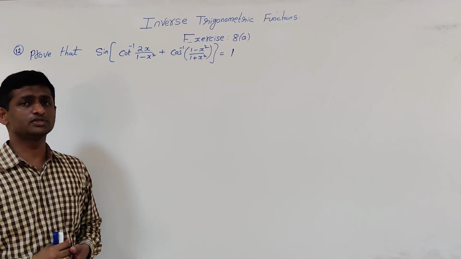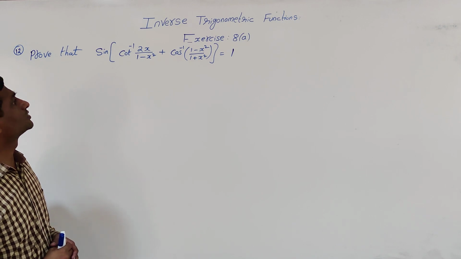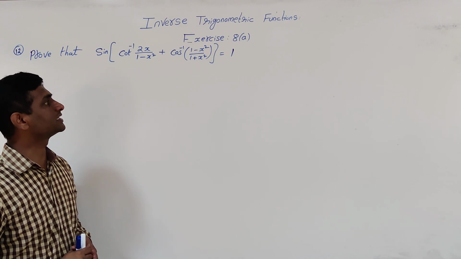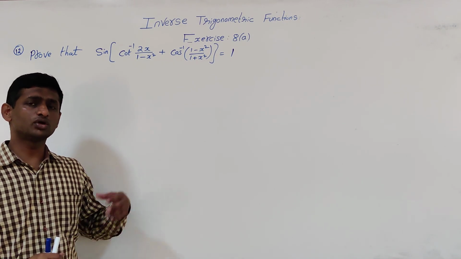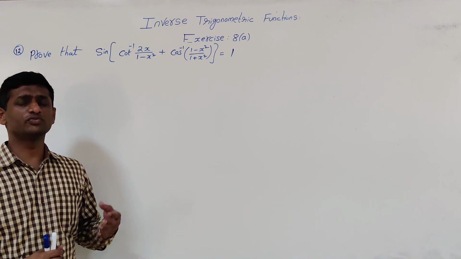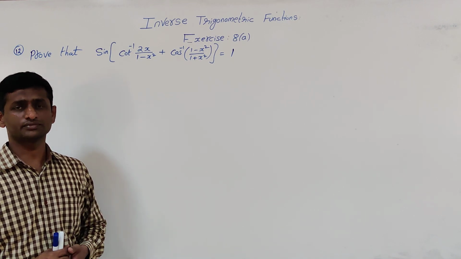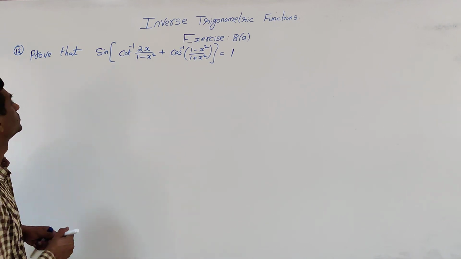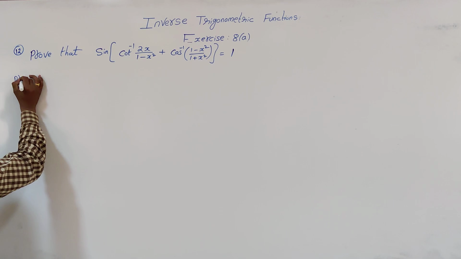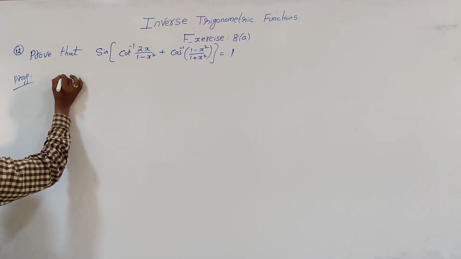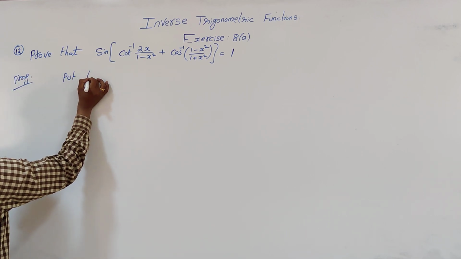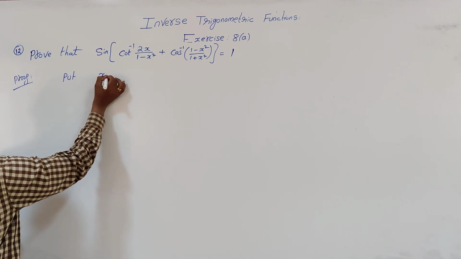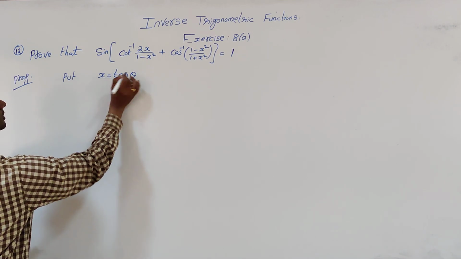So the next problem is, prove that sin of (cot inverse of 2x by (1 minus x square) plus cos inverse of (1 minus x square) by (1 plus x square)) is equal to 1. In order to prove this type of problem, we can go for a trigonometric substitution. So assume, put tan theta is equal to x, means x is equal to tan theta.